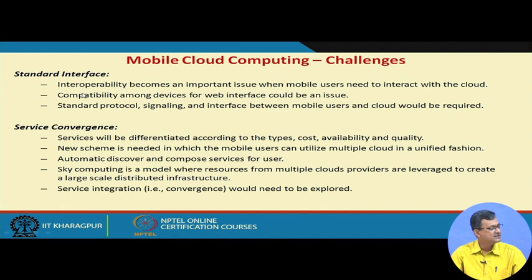There are other challenges like standard interfaces, so that different applications and different sorts of devices can work on it. Service convergence: services will be differentiated according to the type, cost, availability and quality. A new scheme is needed in which the mobile user can utilize multiple clouds in a unified fashion. So, that is what we mean by service convergence. Service integration and convergence would need to be explored in order to achieve all those things, right. So, these are some of the important aspects.